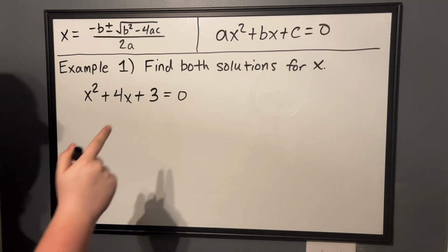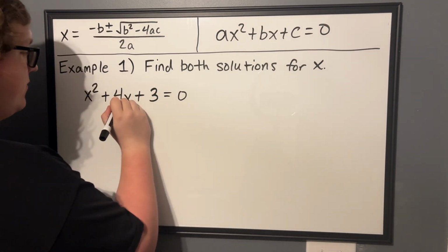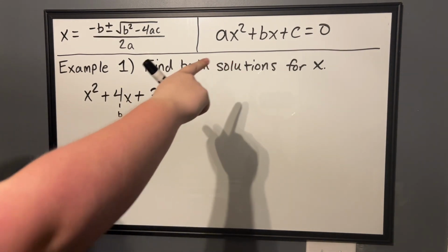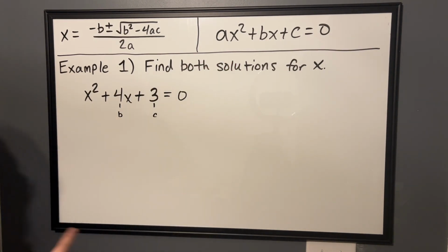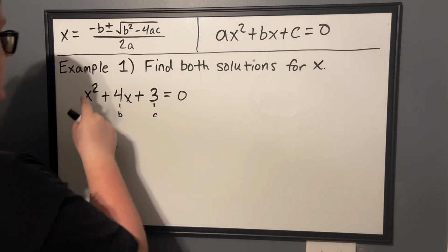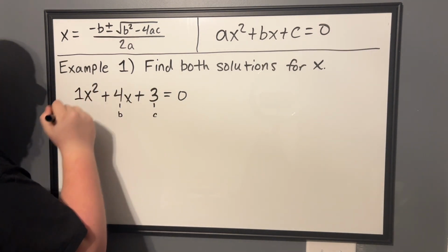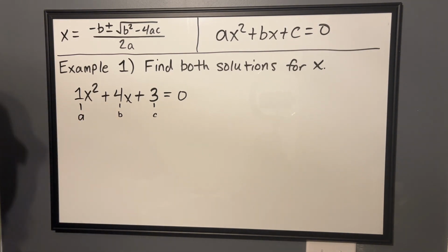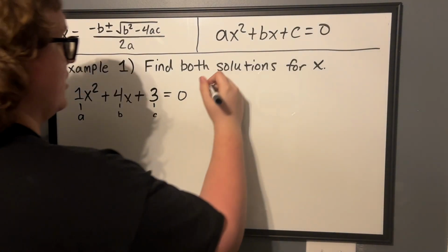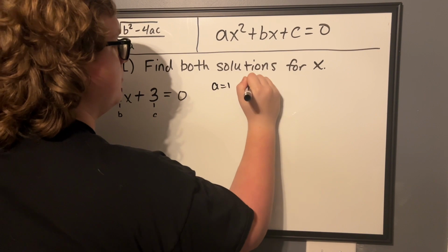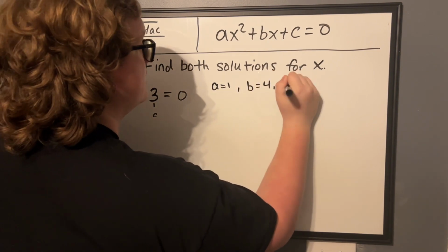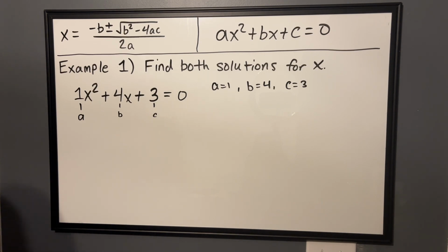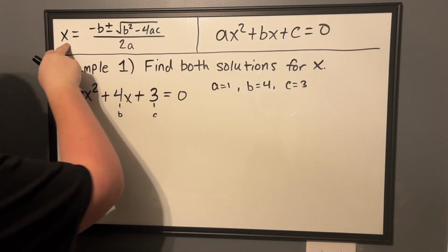Now, the easiest ones to see are going to be the b and the c, right? This 4 is going to be our b, and the 3 is going to be our c, because it plugs right into those equations. Now remember, when we have just x squared, that means we really have a 1 out here, because there has to be one of them. That's going to be our a. So we're going to write that over here: a is equal to 1, b is equal to 4, and c is equal to 3. And now using that information, we're going to plug these values into this formula.